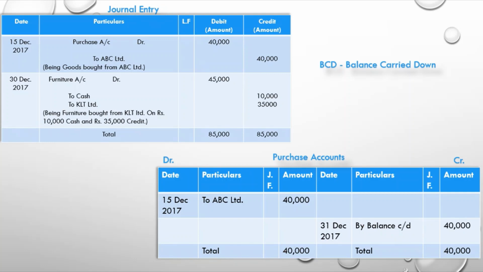So what does it mean? Balance carried down means the closing balance of a ledger pushed to the next accounting period. So this balance 40,000 will be pushed to the next accounting year or accounting month. Then coming to the second term, BBD, balance brought down. So this BBD is the balance brought down as the opening balance of a ledger pulled from the previous year. So I have used here only balance CD because the opening balance I haven't shown here.